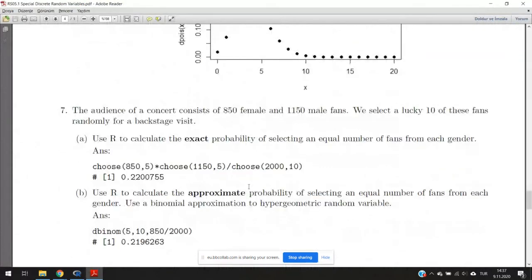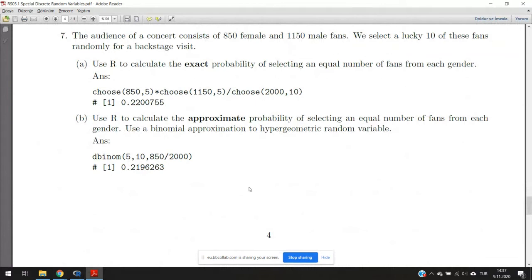All right. Now let's solve question number 7. It's not related to a Poisson random variable. It is related to a hypergeometric random variable this time. It says the audience of a concert consists of 850 female and 1,150 male fans. So the audience consists of 2,000 people, 850 of them female. We select a lucky 10 of these fans randomly for a backstage visit. The question asks for the exact probability of selecting an equal number of fans from each gender. Which means if I randomly choose 10 of these 2,000 people, what is the probability of choosing exactly 5 female and 5 male fans?